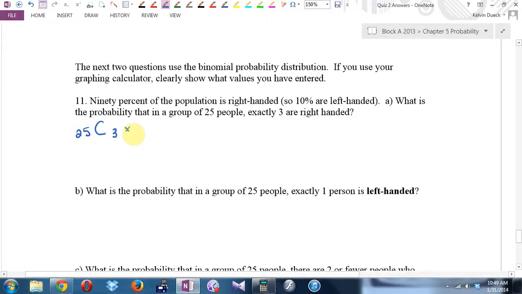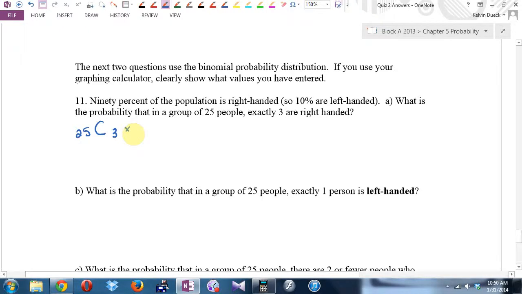I think I meant to say exactly 3 are left-handed, but we'll see. I think it's going to be a really small answer that you have. Yeah, this is a really small answer. Yeah, I think Mr. Dueck meant to say left-handed.